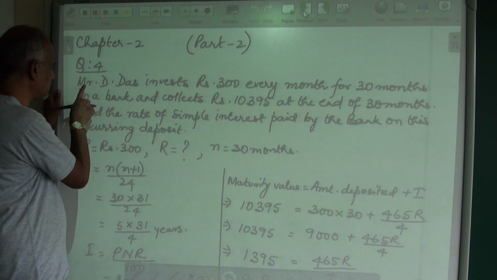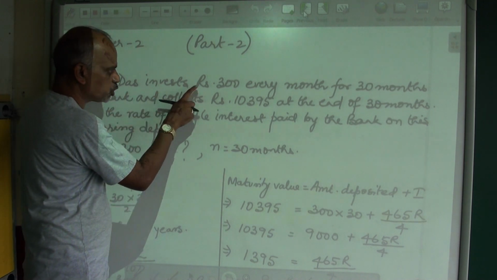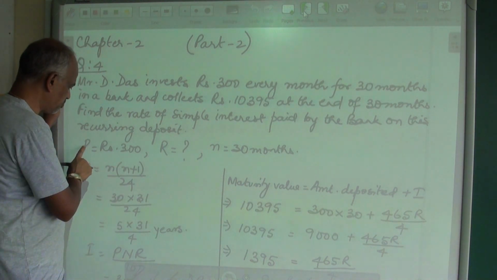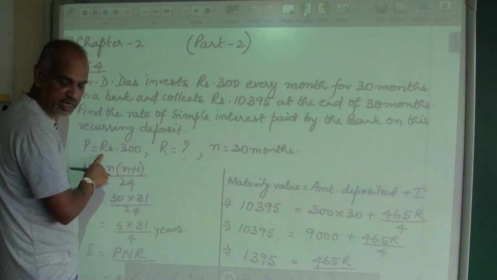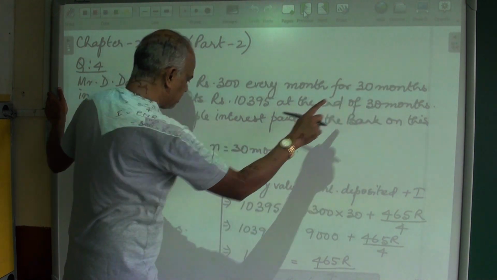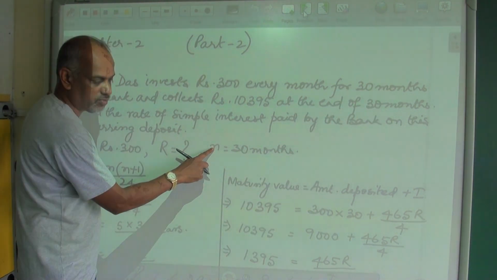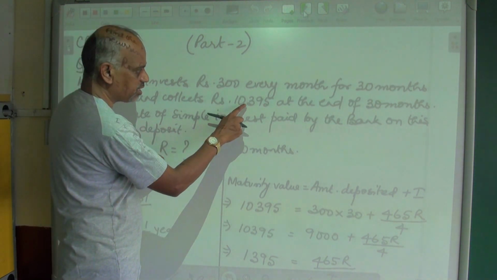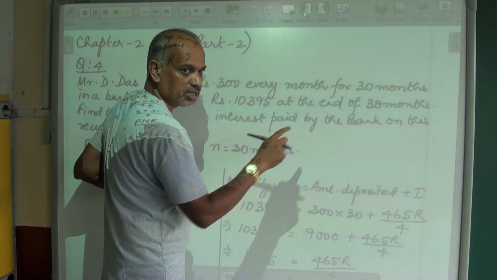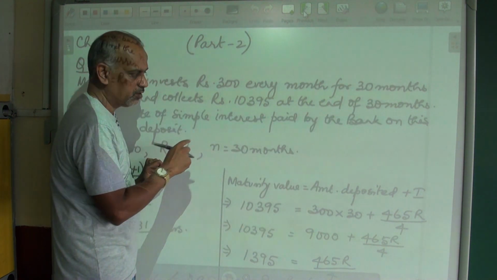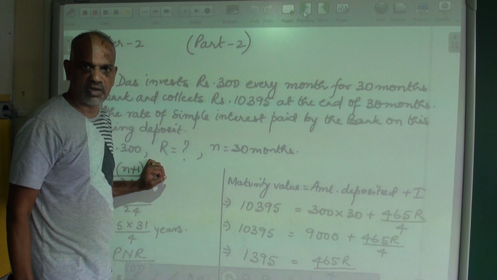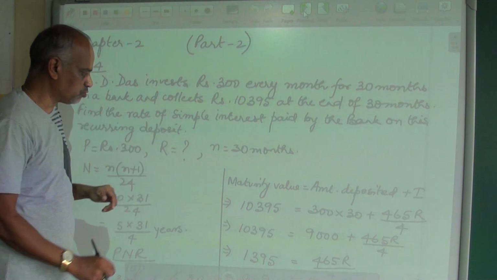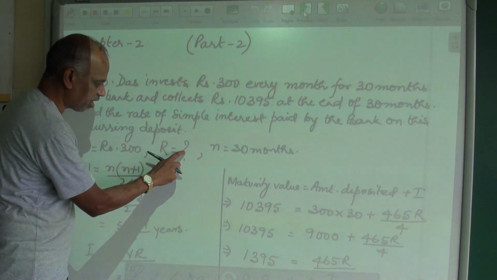Let's read from the beginning. It says, Mr. D Das invests rupees 300 every month. So this 300 is his principal. So P is rupees 300, that's the monthly deposit. For 30 months, which means small n value is 30 months. At the end of 30 months he collects rupees 10,395, which means this value is the maturity value. The question is to find the rate of simple interest. R value is what you're going to find. R you don't know, that's why I put a question mark.